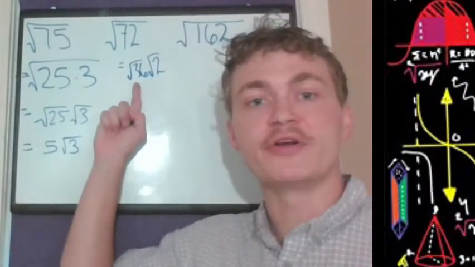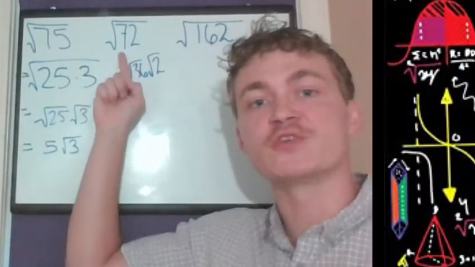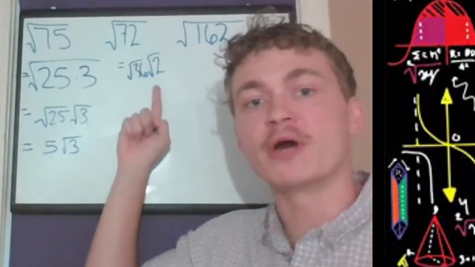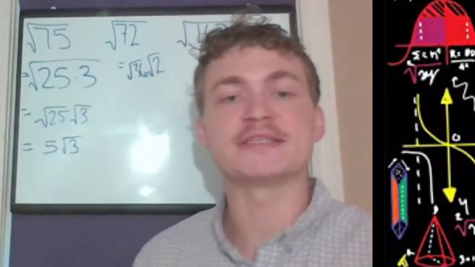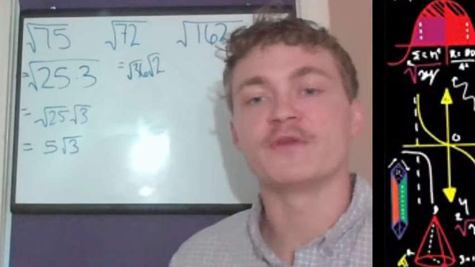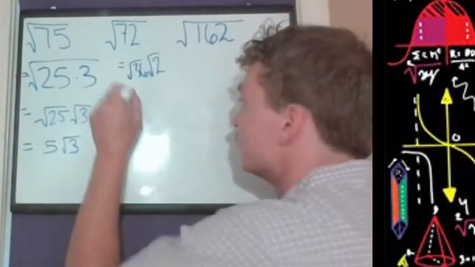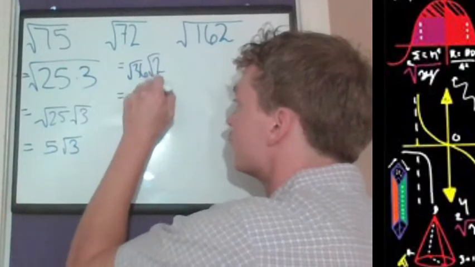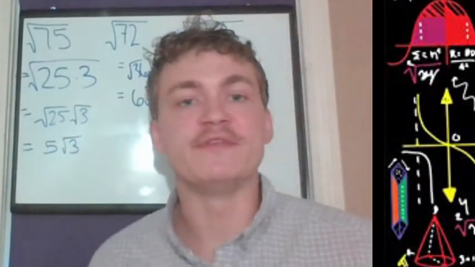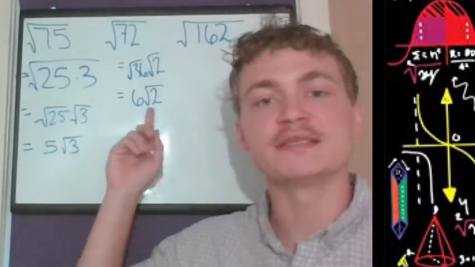You can see this here. 36 times 2 is 72. Thus, the square root of 72 is equal to the product of the square root of 36 and the square root of 2. Evaluate the perfect square factor under its own radical. The square root of 36 is 6. Thus, the square root of 72 is equivalent to 6 square roots of 2.